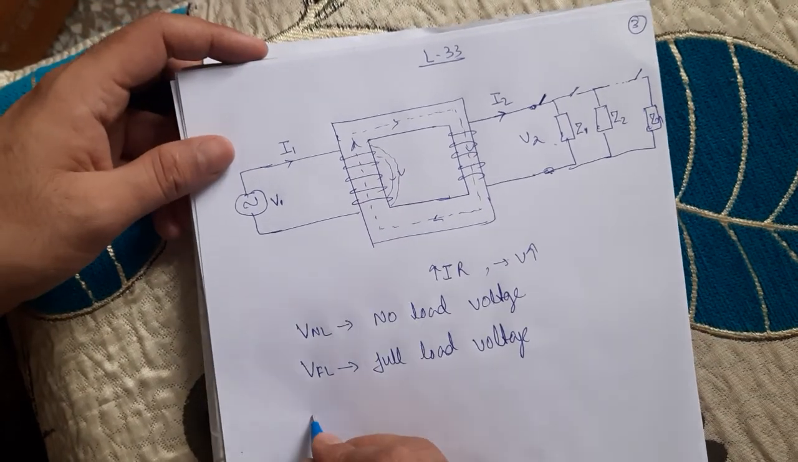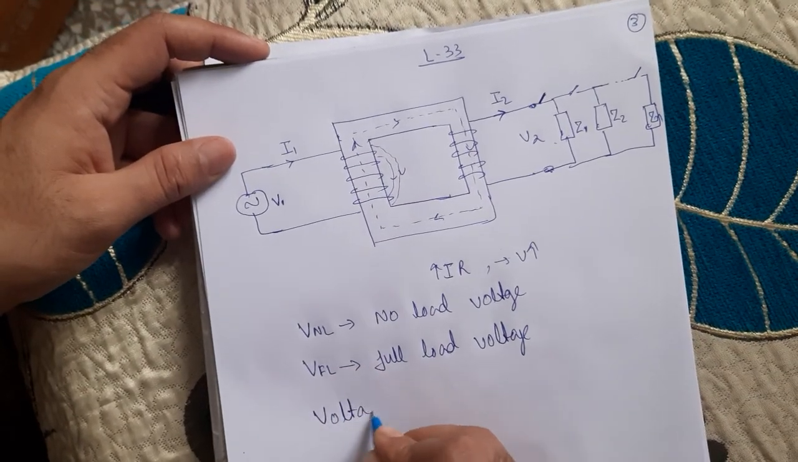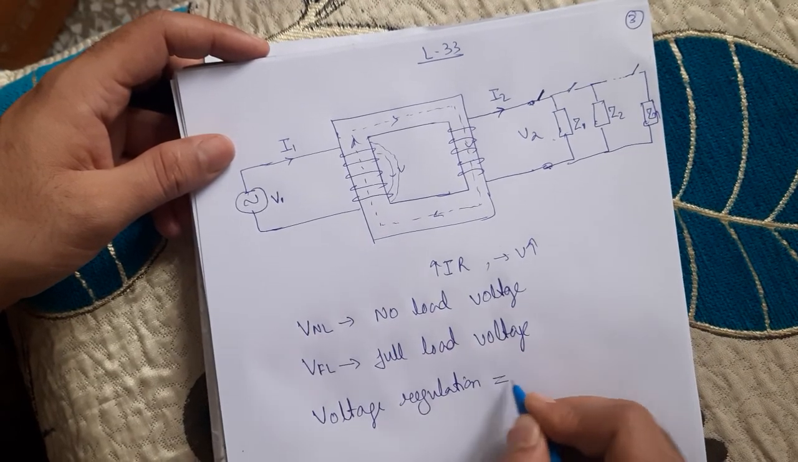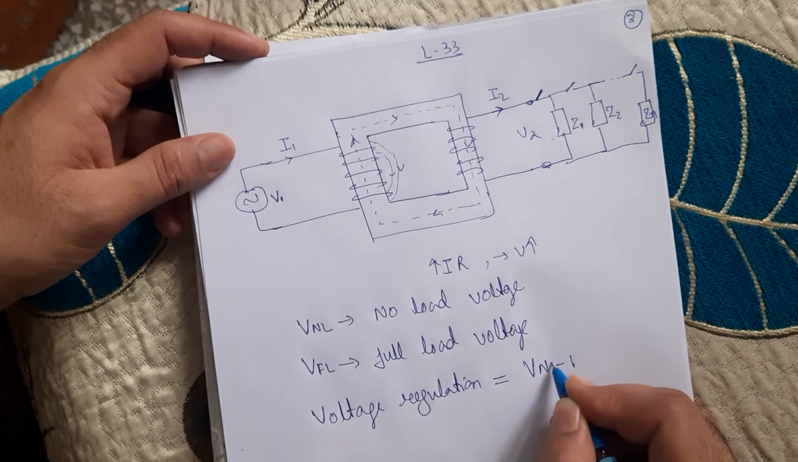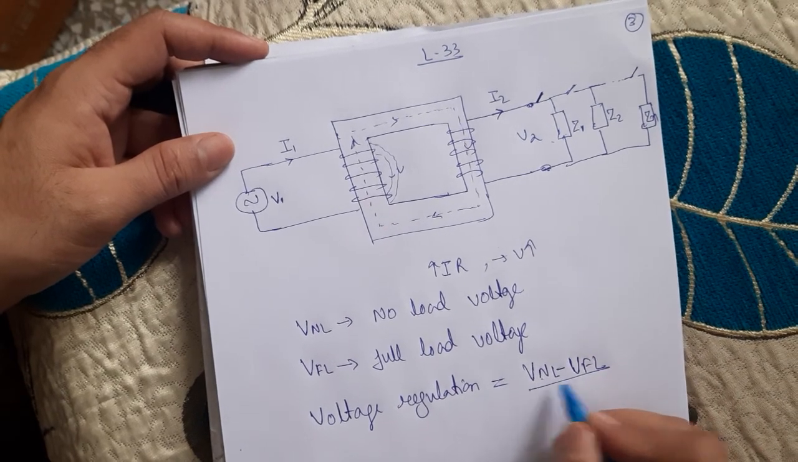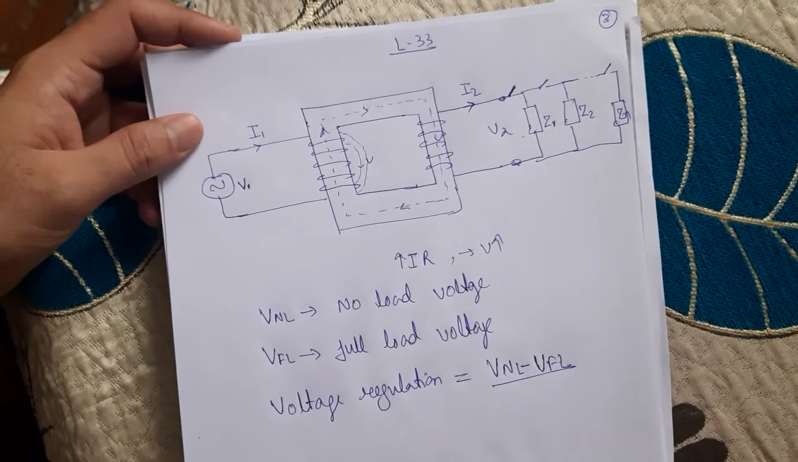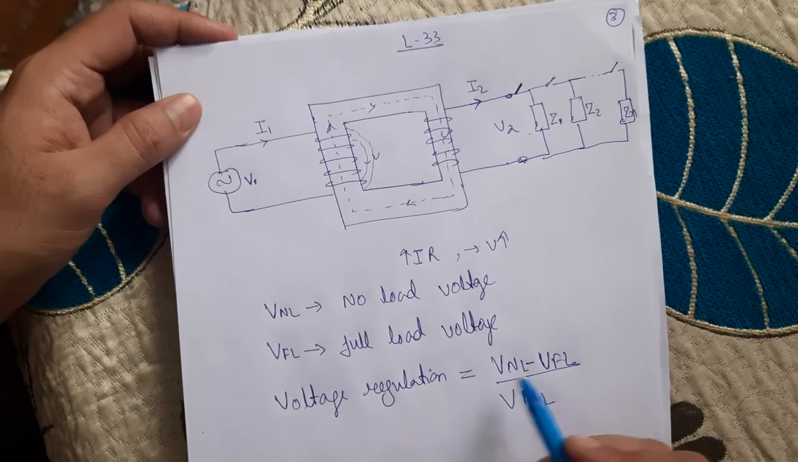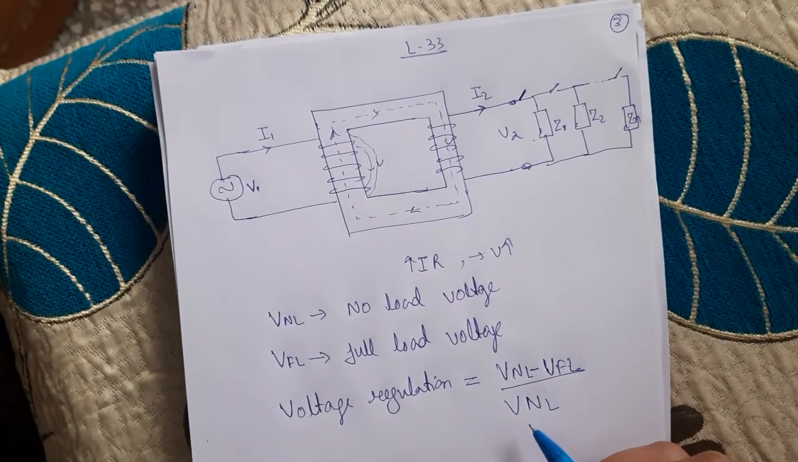Okay, so what is voltage regulation? Voltage regulation is nothing but V no load minus V full load. So it is a change in the voltage from no load to full load. It is voltage regulation divided by V no load. So we are calculating the voltage regulation in terms of the no load condition.